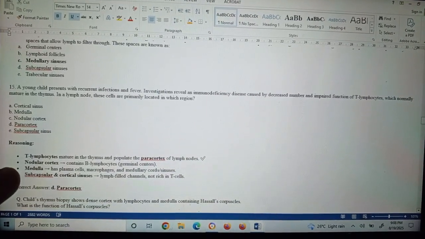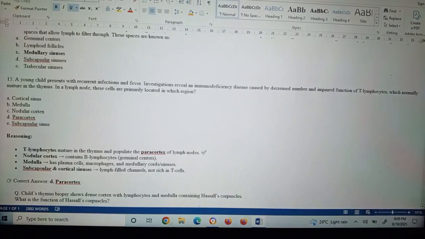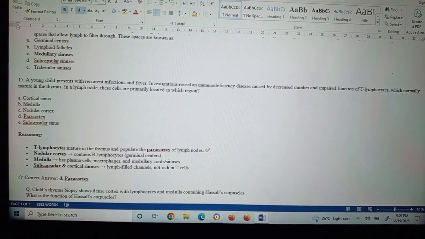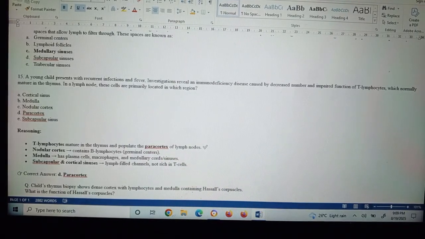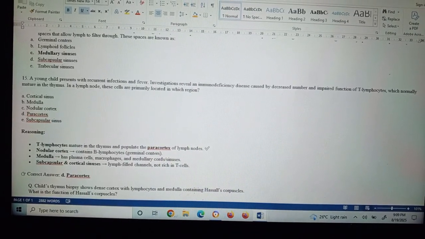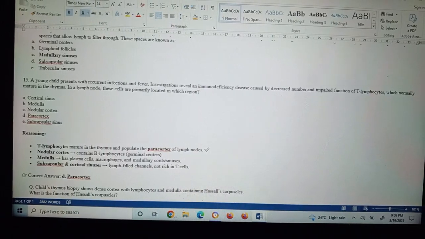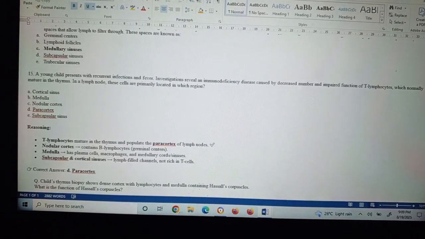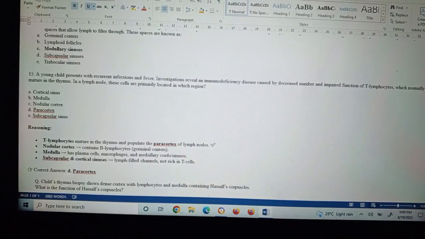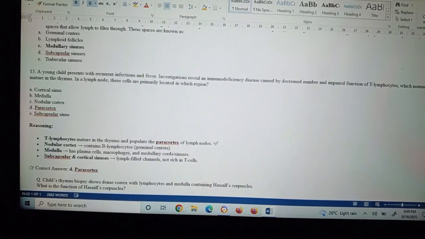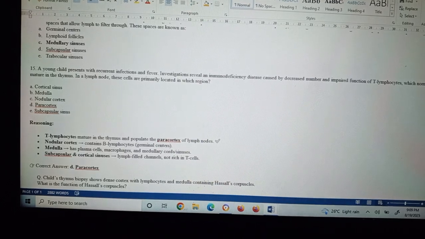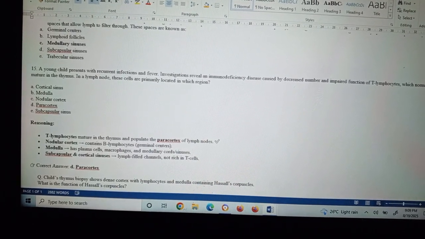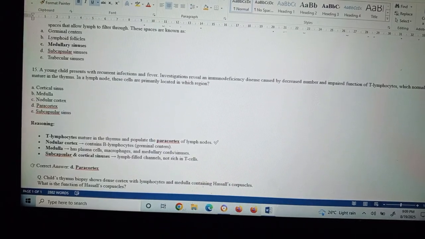Question number 5: A young child presents with recurrent infection and fever. Investigation revealed an immunodeficiency disease caused by decreased number and impaired function of T lymphocytes, which normally mature in the thymus. In a lymph node, these cells are primarily located in which region? They are located in the paracortex. The options are cortical sinus, medulla, nodular cortex, paracortex, or subcapsular sinus.